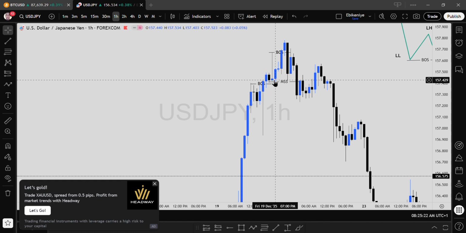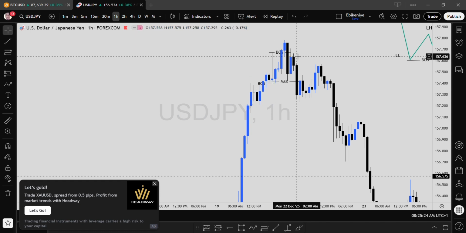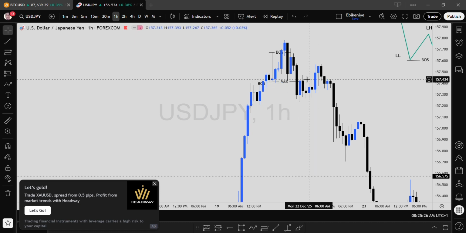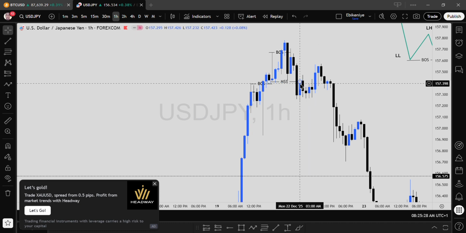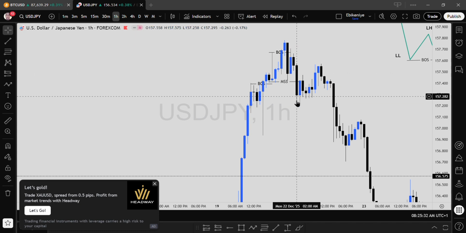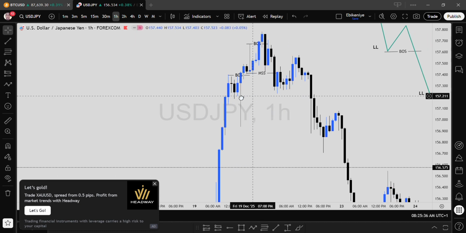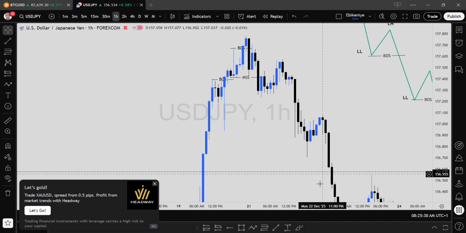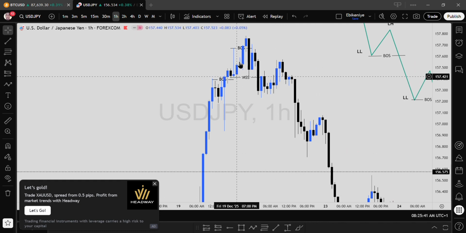All right, it didn't take out this last higher low at first, but when it took out this last higher low, it became a bearish trend. It changed structure from an upward structure to a downward structure. That's where the market shift happened. Then from there we are looking out for sells. And what did market do? Market started selling.